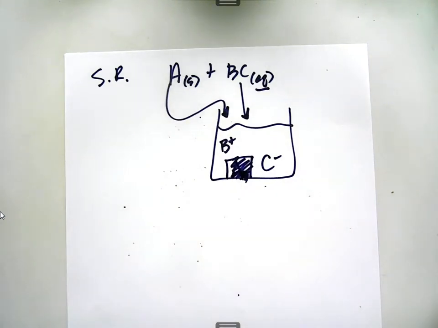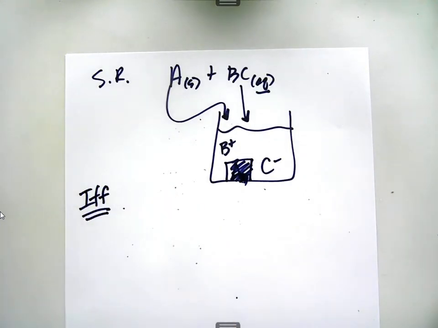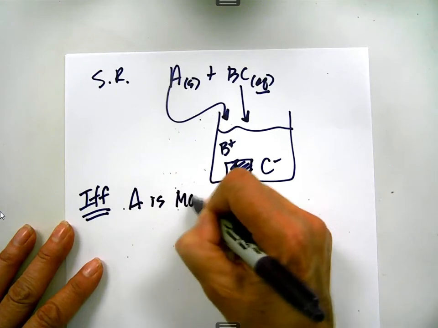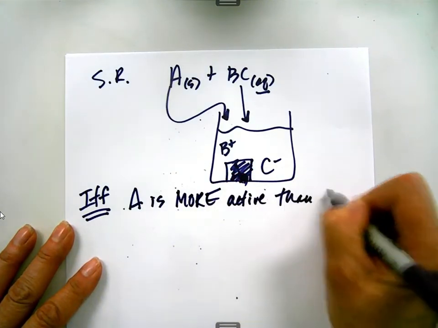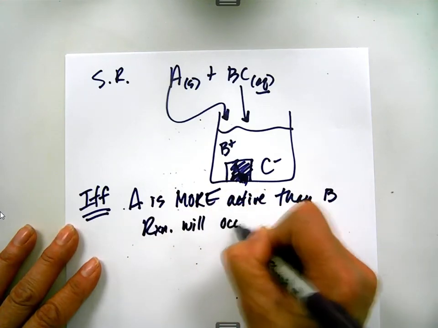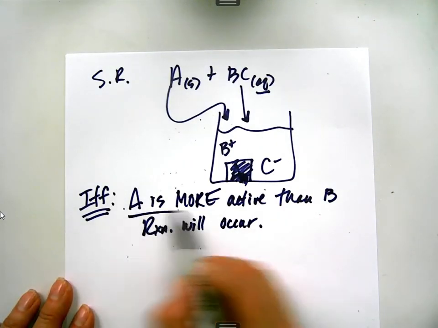What's going to happen is, if, we use the calculus if. What's different about regular if versus calculus if? Besides an extra F. Come on, calculus people. If and only if. All right, so if and only if A is more active than B, a reaction will occur. All right, so how do I tell if and only if A is more active than B?